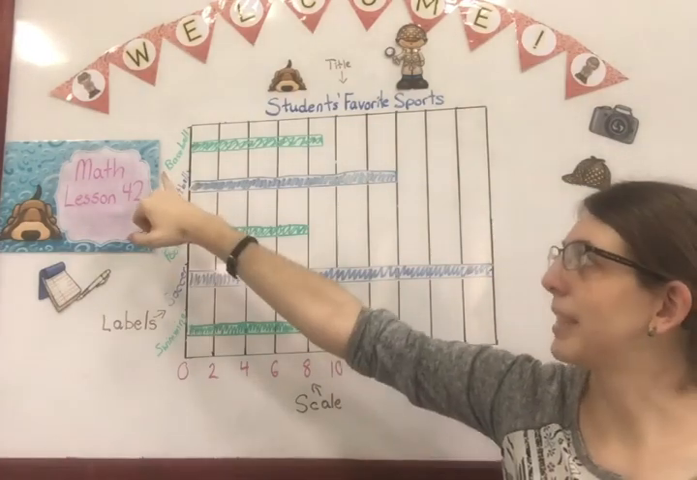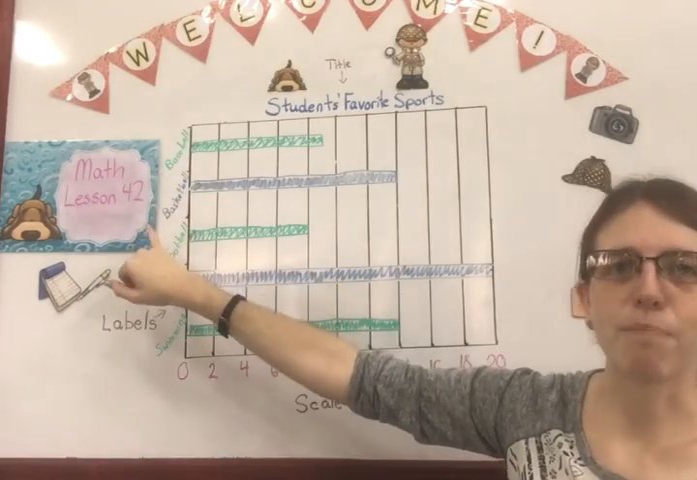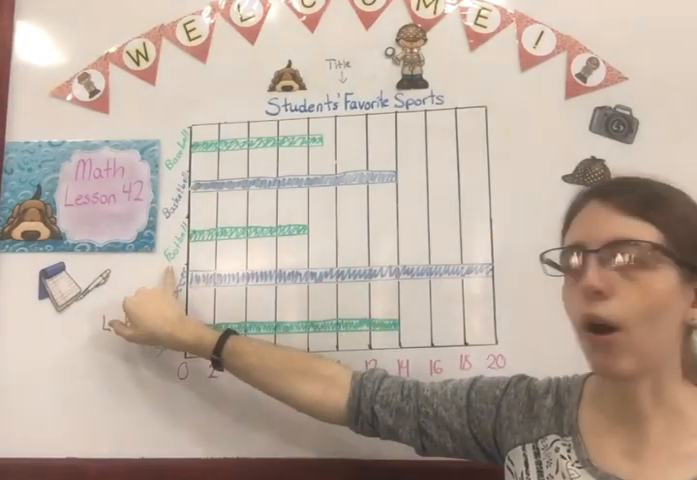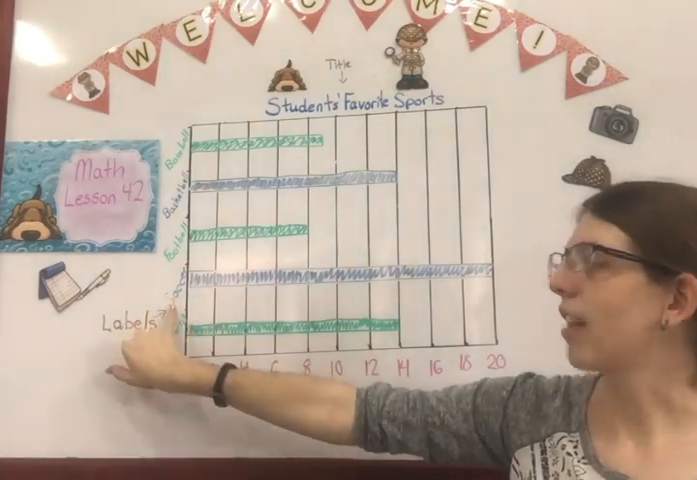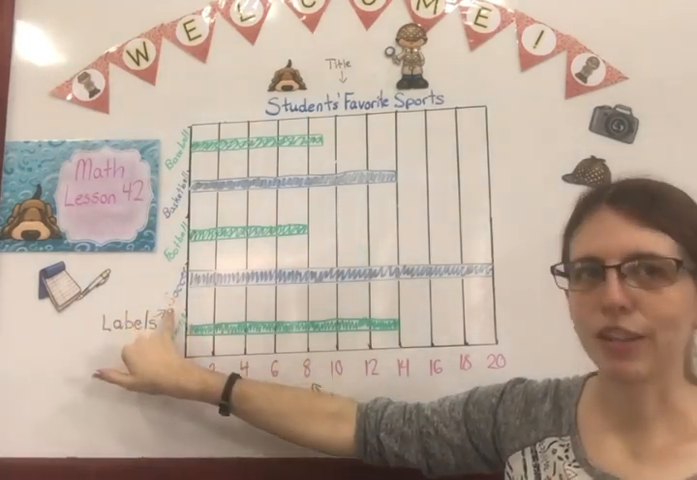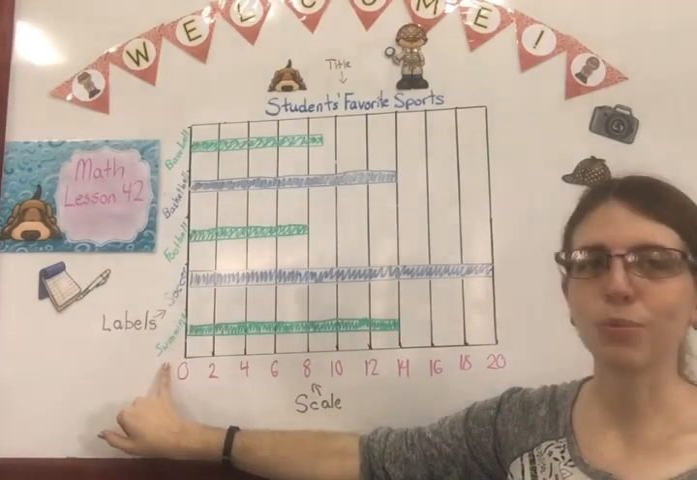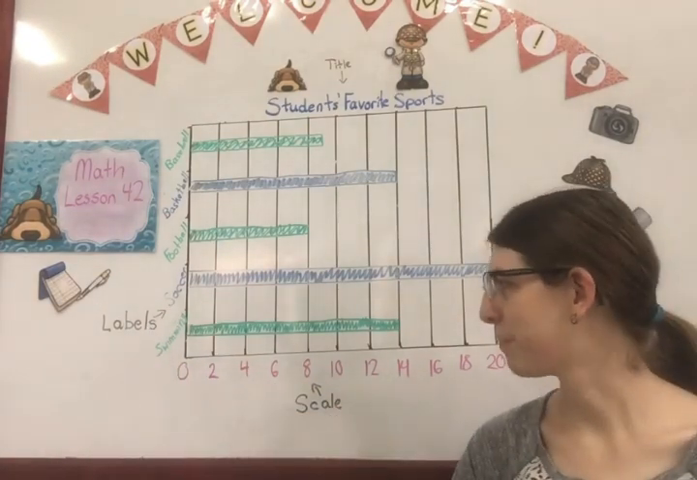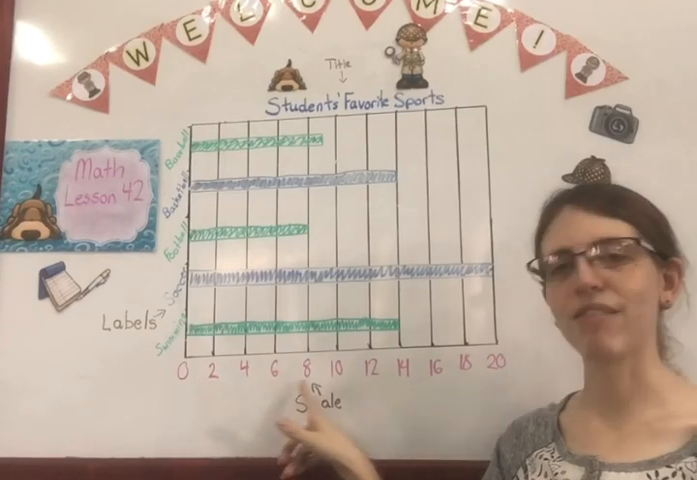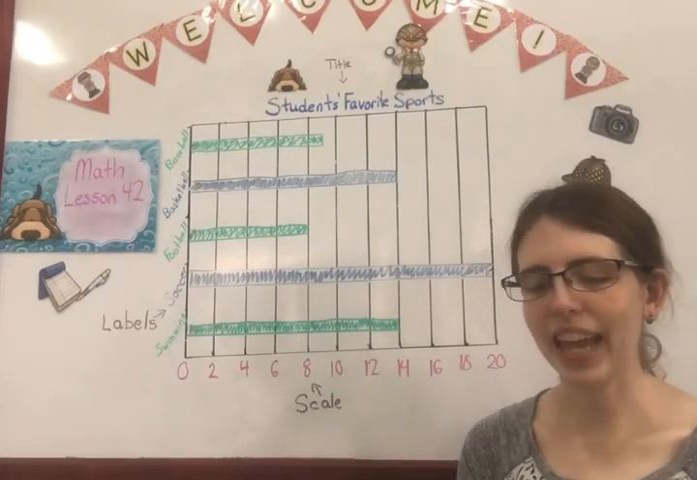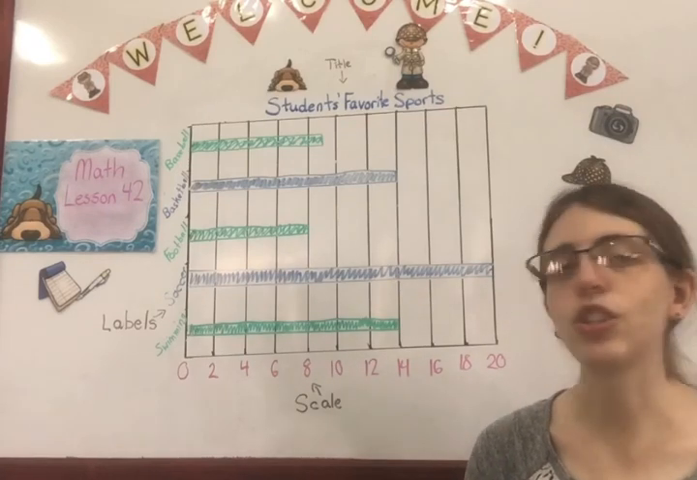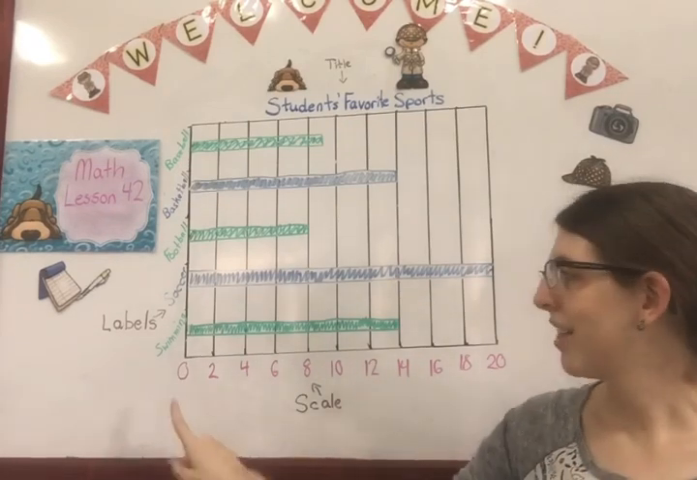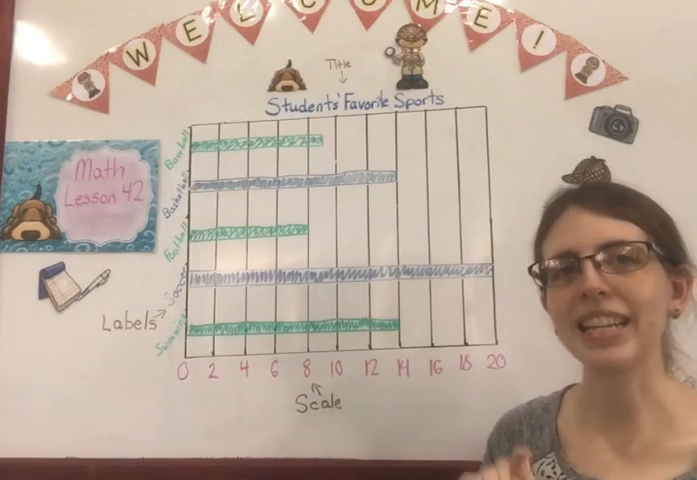The first sport is baseball. Then we have basketball, football. This is American football, where you throw the ball. Soccer, that's like Latin American football. And swimming. Okay, down here at the bottom we have the scale. The scale is used to show the information. So because this is the students' favorite sports, this scale shows how many students.